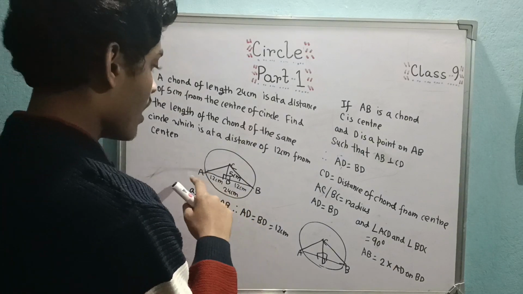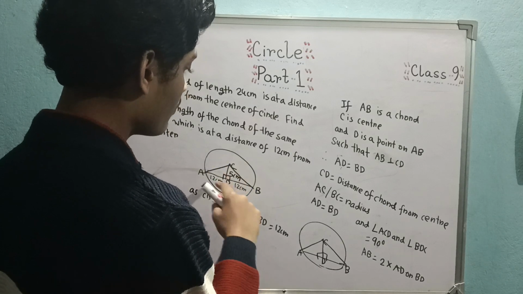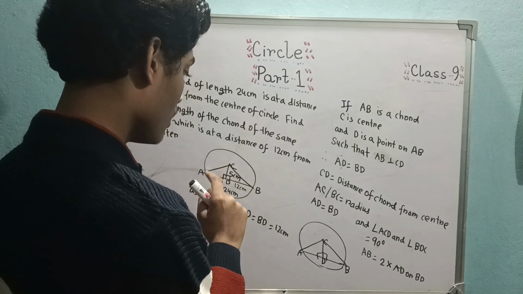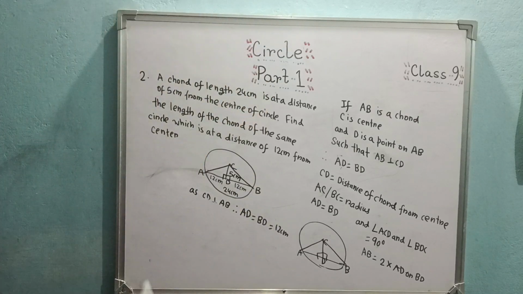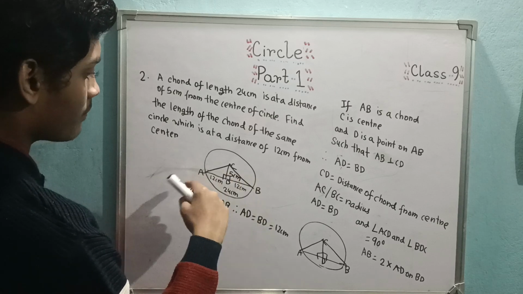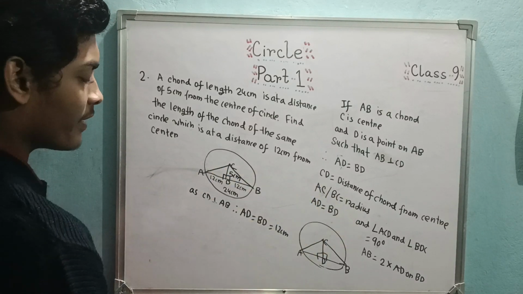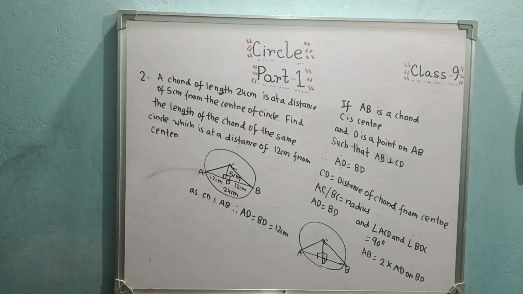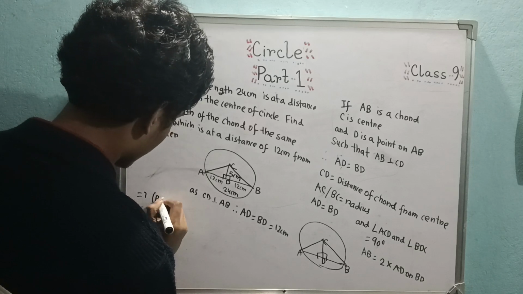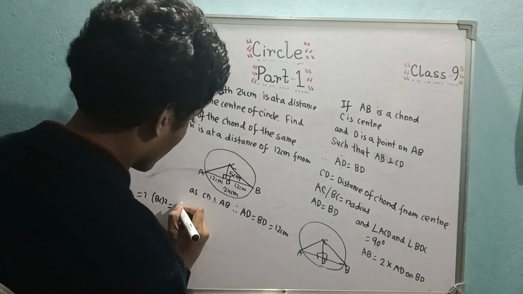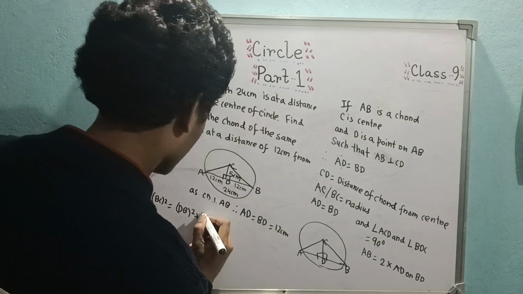Now we have AD and DC in ACD, and BD and DC in BCD. So either of these AC and BC you can find using Pythagoras theorem. So AC and BC is what? The radius. AC or BC equal radius. Then just see, I'm considering BCD. BC square equal to DB square plus CD square.